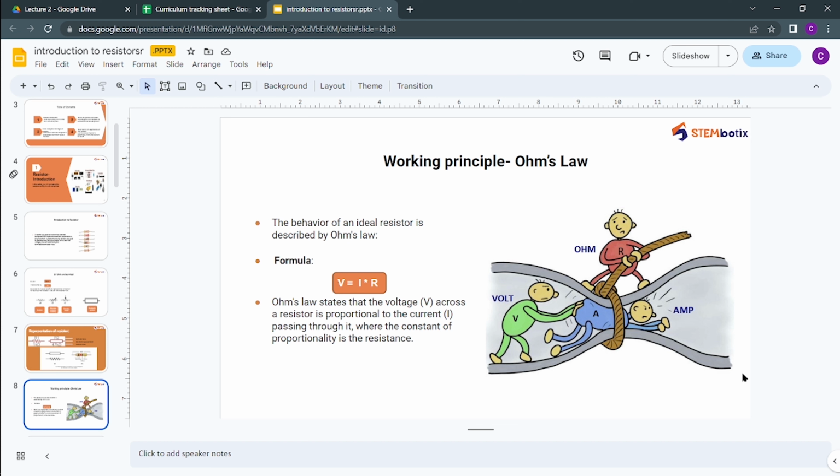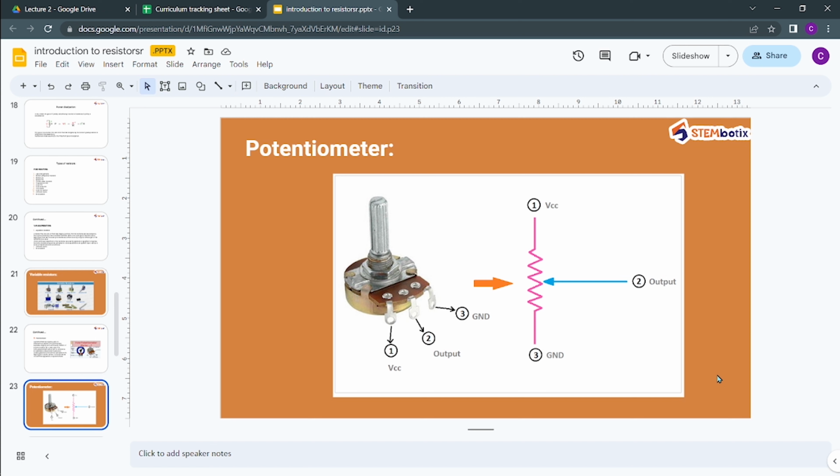So this is how your potentiometer looks like. There are three terminals in potentiometers, where one is ground, another is output, and another is for VCC. Means through this terminal you will provide supply. Through the ground terminal you will connect the potentiometer to ground, and from the output terminal you will get the output. And this is how they are connected. VCC and ground are connected through a resistor, and the output varies from here.